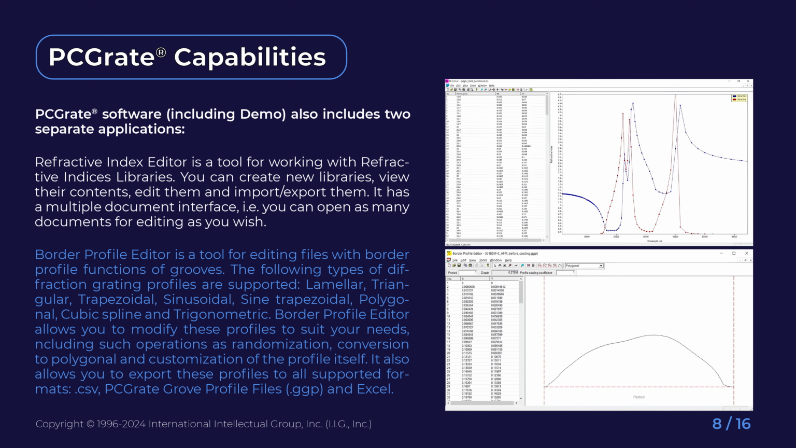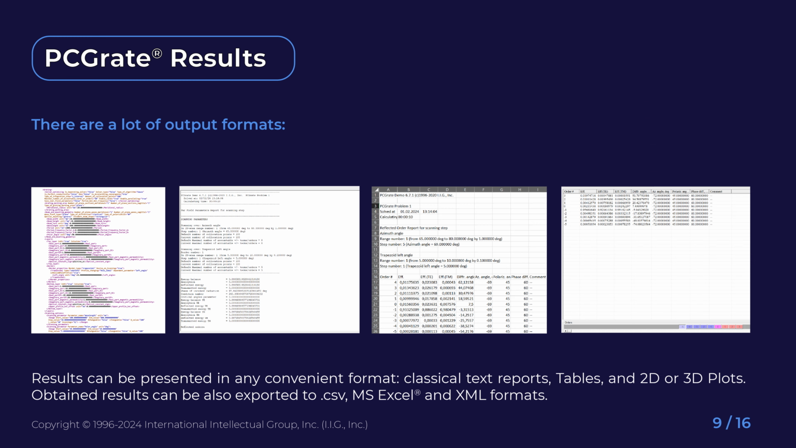PCGrate software also includes two separate applications, Refractive Index Editor and Border Profile Editor. With Refractive Index Editor, you can create, edit, import, and export refractive index libraries. Border Profile Editor is a tool that makes working with border profile functions easy and convenient. It comes with several pre-installed border types. Additionally, you can modify the borders using such embedded operations as randomization, polygonization, and spline fitting. It is also possible to export the results in a more favorable format, including CSV, Microsoft Excel, and XML formats.